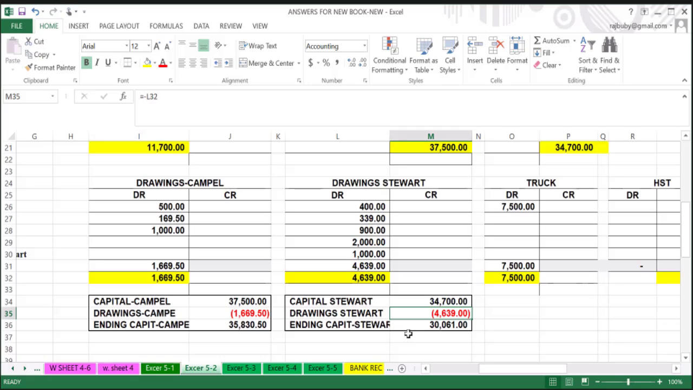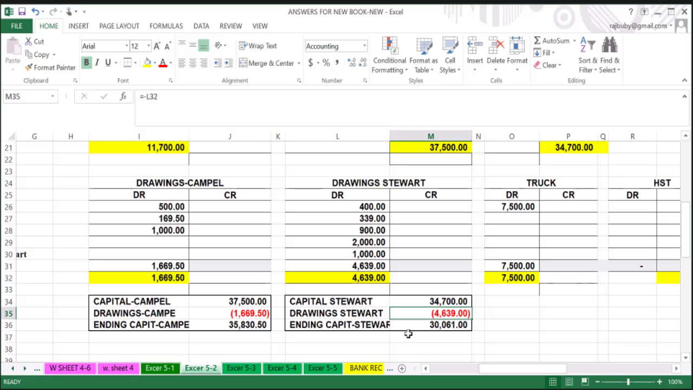LeMay company reports net income of 72,000 for the year ended May 31st of 2018. The partnership agreement specifies the first salary allowance of 30,000 for Lee and 24,000 for May.